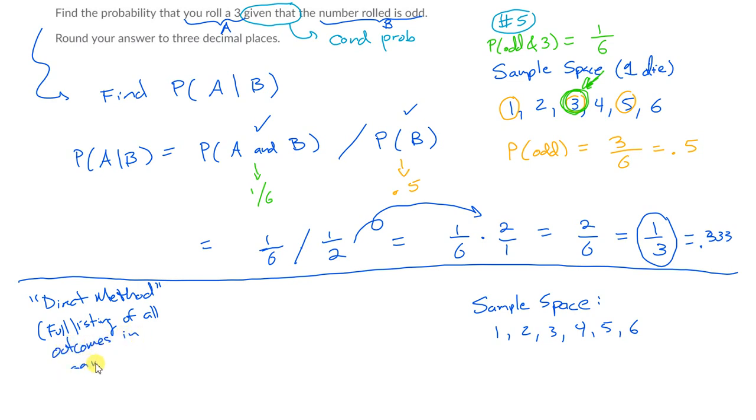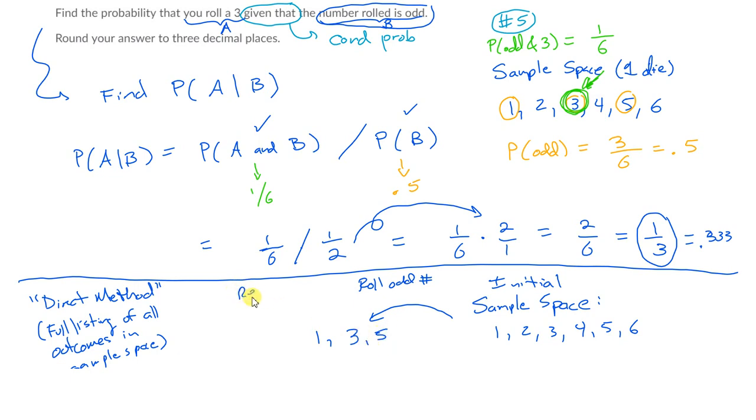Sometimes we don't have that. When we do, we can use the direct method, and we have a full listing. This is my initial sample space. Initially, when you roll a die, that's your sample space. Now, what if I roll an odd? If I roll an odd, that means I'm reducing the sample space. So now my new sample space is 1, 3, 5. This is called a reduced sample space.